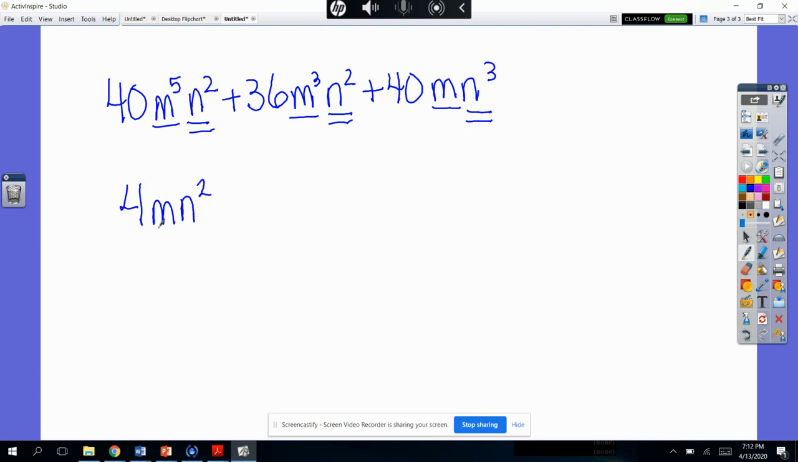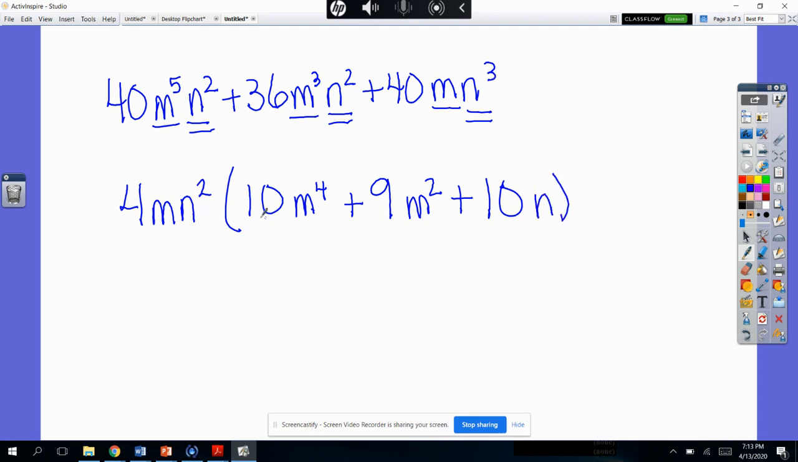So this is the greatest common factor, and then what's left. I divide and subtract. 40 divided by 4 is 10. If I have 5 m's and take away 1, that leaves 4. If I have 2 n's and take away 2, there are no n's left. Plus 36 divided by 4 gives me 9, and 3 take away 1 gives me 2 m's, and 2 take away 2 gives me no n's. Plus 40 divided by 4 is 10, m take away m is no m's, and 3 take away 2 gives me 1 n.